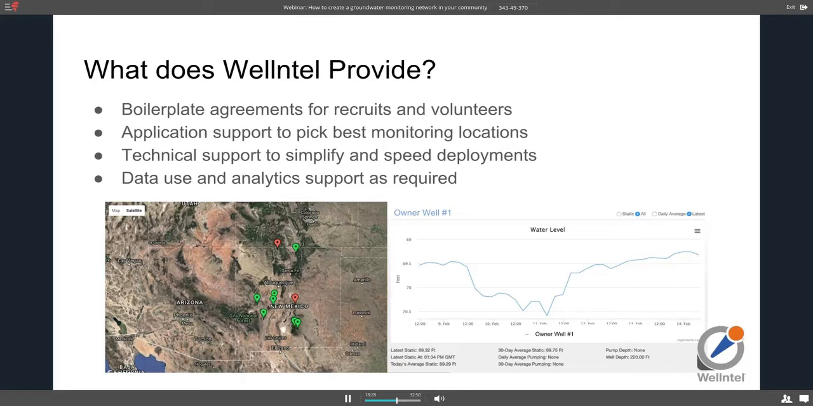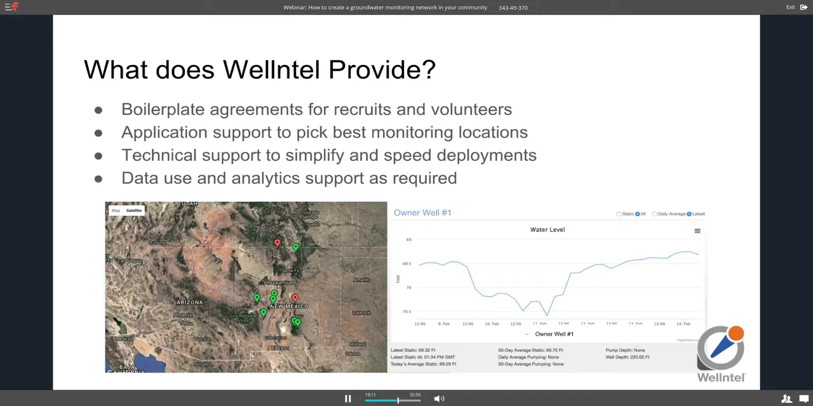The second thing we can help do is provide a lot of application support to essentially pick the best monitoring locations. Now, instead of thinking about monitoring locations only from the perspective of, am I triangulated geographically, or am I close enough to a surface water source that I care about? Instead of only thinking about it that way, we might also be thinking about which wells are best suited, which areas have the most risk or opportunity, which locations, now that we're talking about both public and private land, have the ability to be monitored for the first time. So we can provide a lot of support on picking the best monitoring locations.